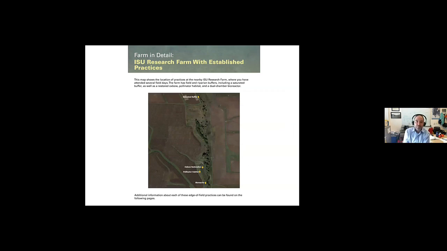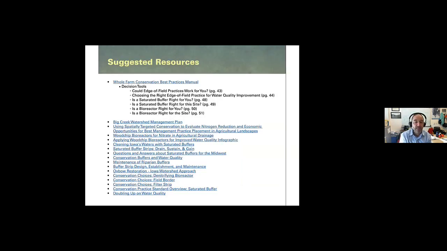Okay, so getting back to that case study and talking through what some of the other resources are there. It gives you some information about established practices on an ISU farm within this watershed, this Big Creek watershed in this case. And so there's information about the specific practices that are actually installed there. So you can get a little more information about these edge of field practices and see how, at least on one farm, these practices went in.